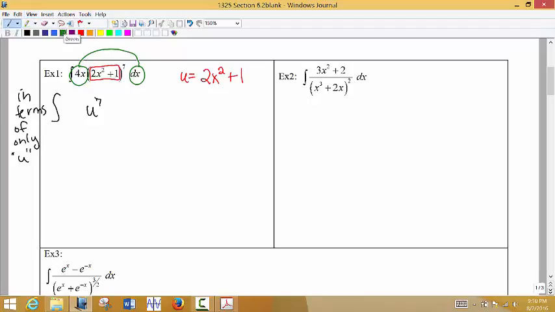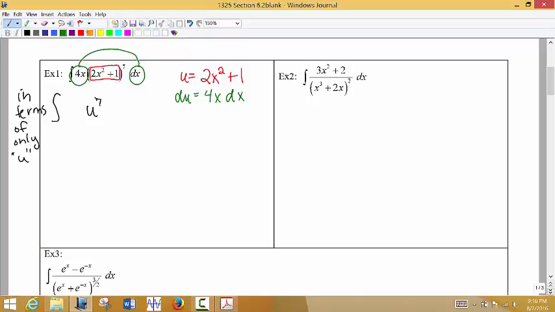So the next step is to find the derivative of u. So we're going to say du equals. The derivative of 2x squared is 4x. The derivative of 1 is 0. And then we just found the derivative with respect to x, so we're going to include the dx here.